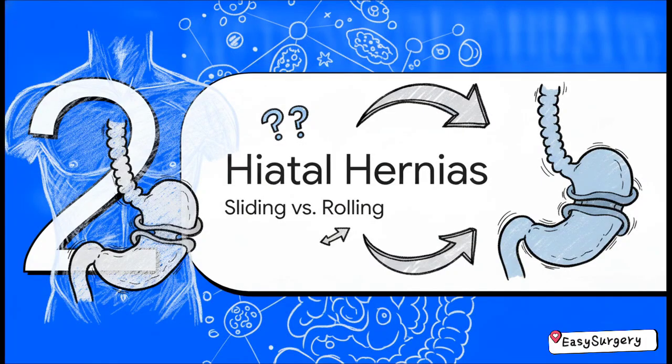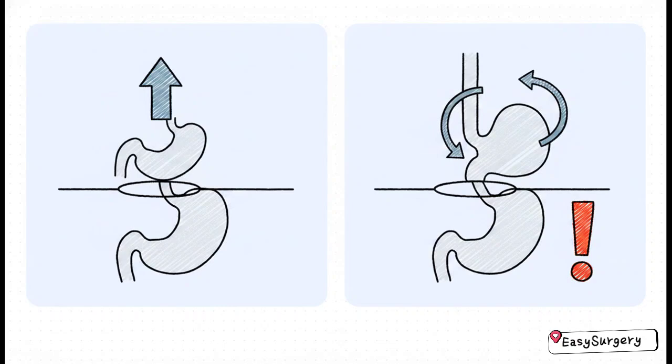Moving right along to Section 2, hiatal hernias, specifically comparing sliding versus rolling types. It is absolutely critical you don't confuse these two because managing them is wildly different. A type 1 or sliding hernia is by far your most common diaphragmatic hernia. The GE junction just slides right up into the thorax, which, as you'd guess, predisposes the patient to GERD. If it's asymptomatic, honestly, we just observe it.